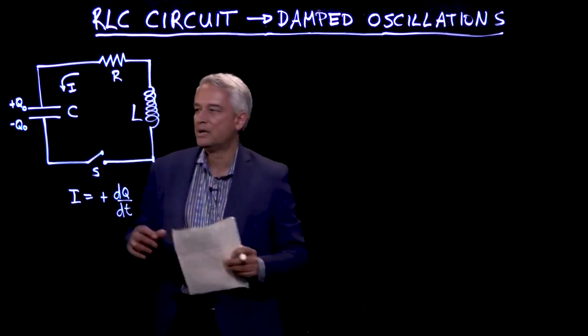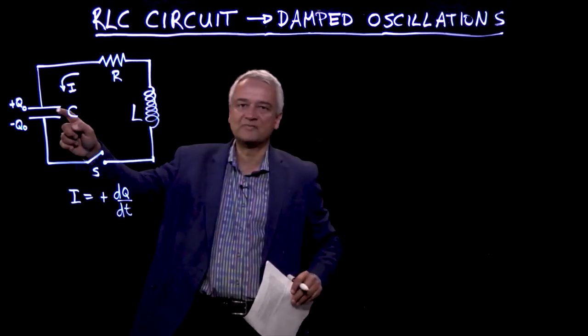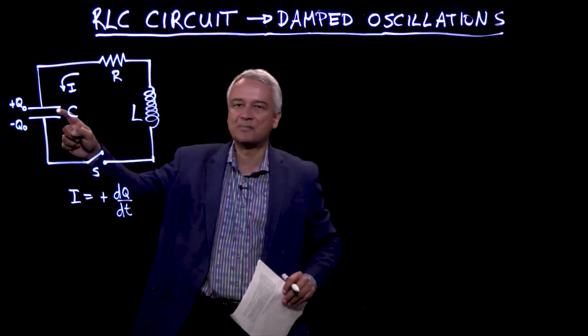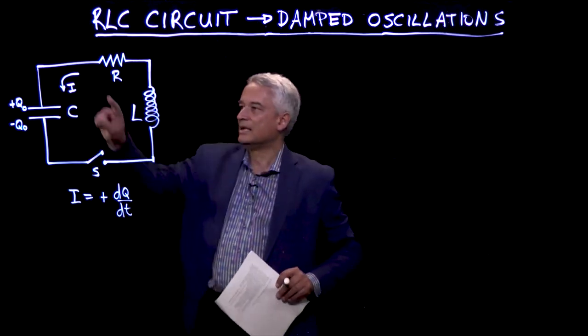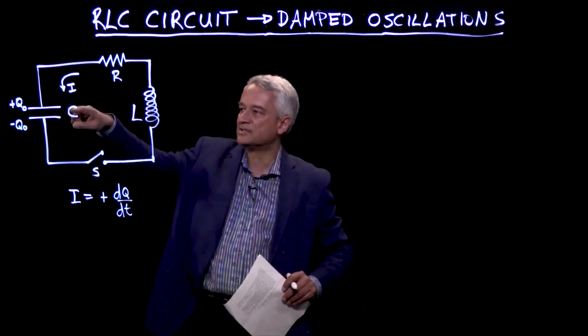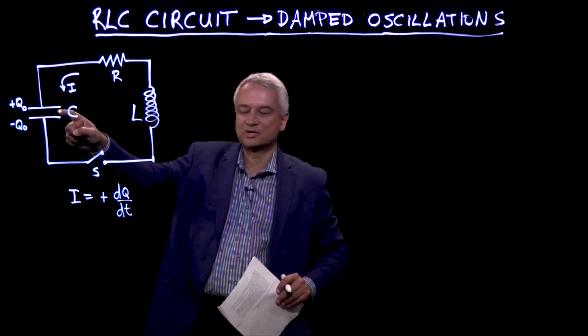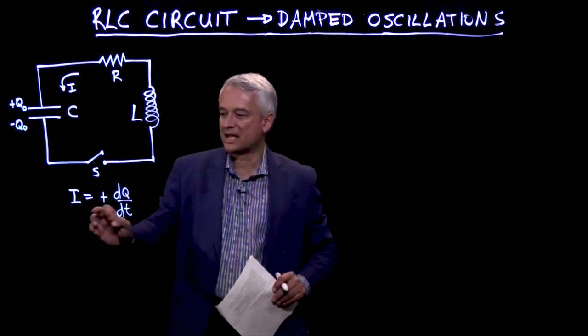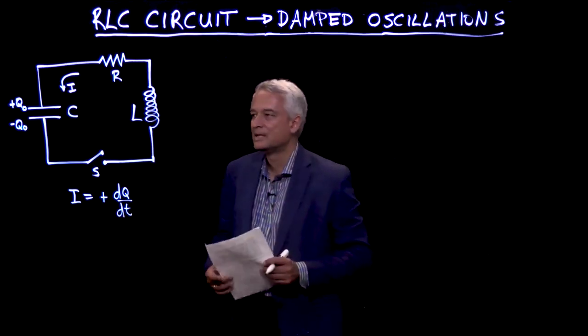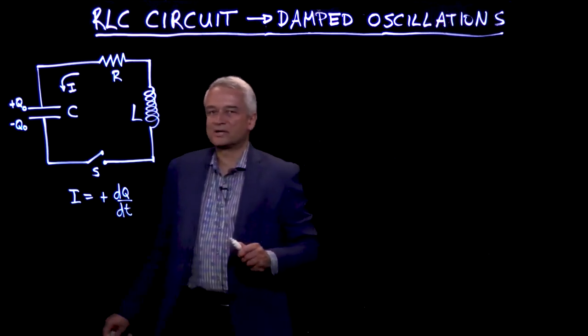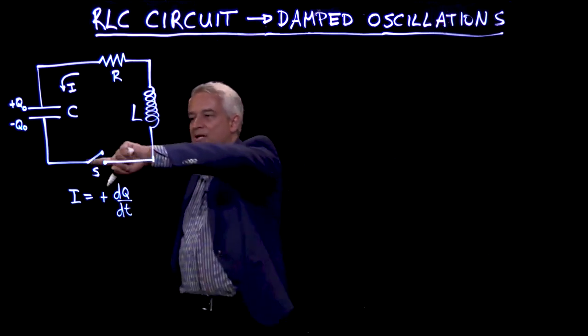Because by Q, my convention is going to be that Q is the charge on this top plate. And if the current is positive in this direction, that means the Q on the top plate is increasing. So I've chosen signs such that I is plus dQ/dt. And now let's analyze this circuit. And I'm going to analyze it the way we've learned how to do.